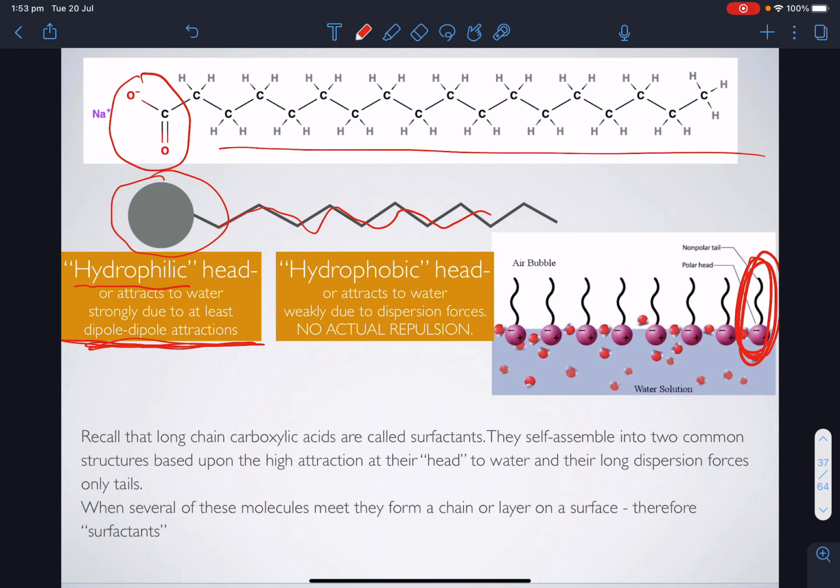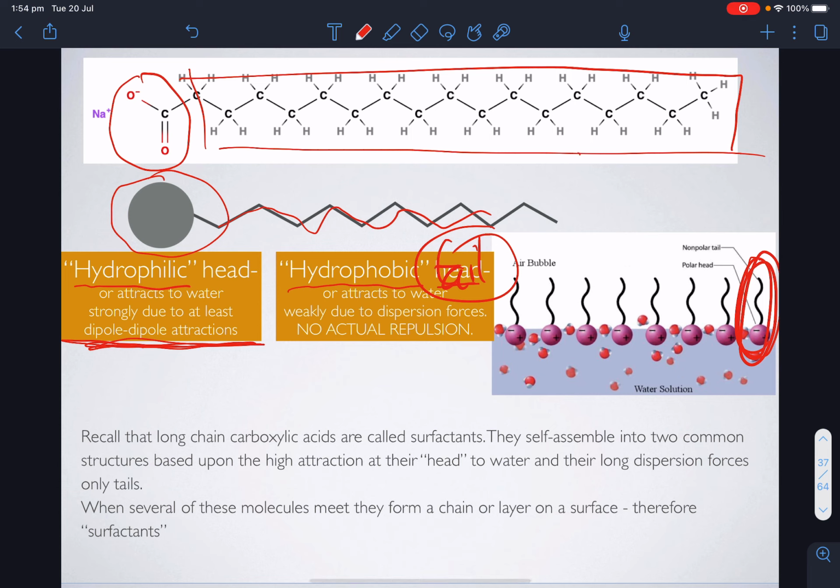Now the tail that's non-polar is sometimes called, by non-chemists, hydrophobic. Oh, why have I got head there? Hydrophobic tail. I should change that. Hydrophobic tail, which I hate the word hydrophobic. It doesn't repel water. It just weakly attracts it. So there's just dispersion forces between a water molecule and this tail. There's no actual repulsion there. It's not hydrophobic. That word is used though.